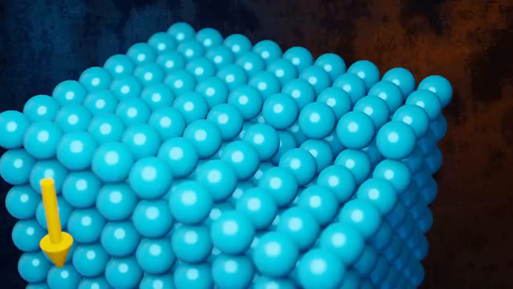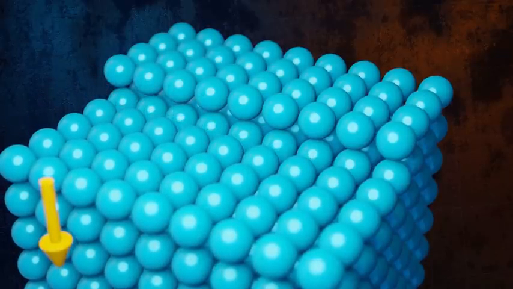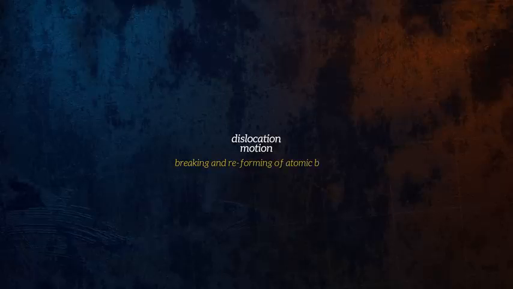Again, when a shear stress is applied, the atoms rearrange into a new stable configuration. Most real dislocations will actually be a combination of edge and screw dislocations. Because dislocations move through the lattice by the breaking and reforming of atomic bonds, the process is irreversible. A dislocation doesn't return to its original position when the applied shear stress is removed.